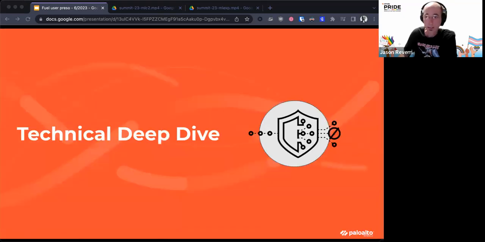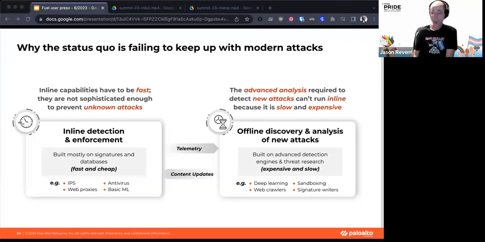All right, let's get into some technical details on ATP. So looking at today's approach to network security, we have inline controls that are fast and very good at preventing known attacks. They're all largely built on signatures and databases. Unknown attacks are sent to on-prem or cloud-based analysis engines where the data is processed into content that is regularly updated back to the inline control.